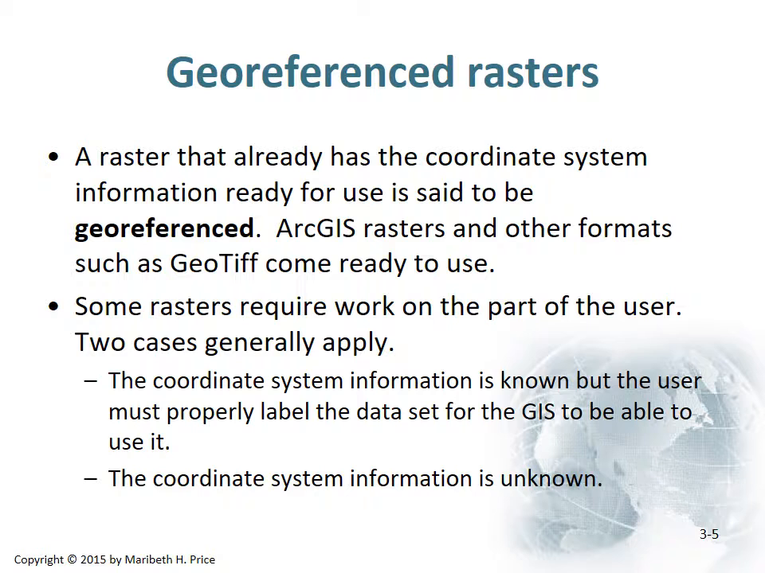There is a way to get around that, and that is if you have a data set for the same area and there's some way to compare the two so you can tell which locations are which on each one, you can draw the information from the georeferenced raster and apply it to the ungeoreferenced raster, and then you can transform that raster so that it now has that coordinate system.